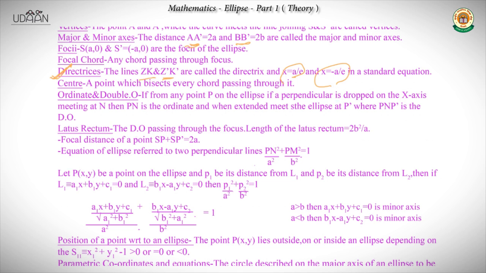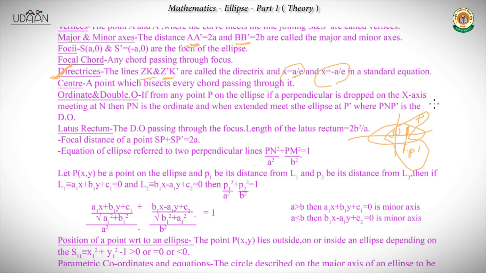Next, the ordinate and double ordinate. If from any point P on the ellipse a perpendicular is dropped on the x-axis, meeting at N, then PN is known as the ordinate. If we extend PN to cut the ellipse at P dash, then PP dash is the double ordinate. So these are the different terms here, double ordinate.